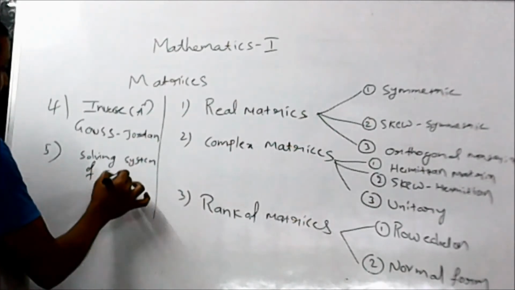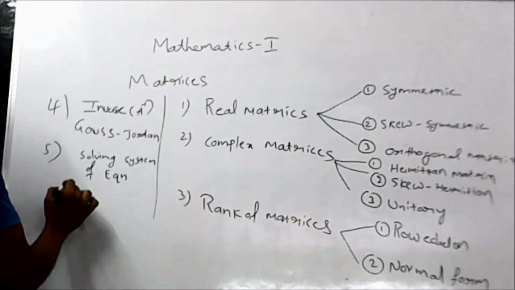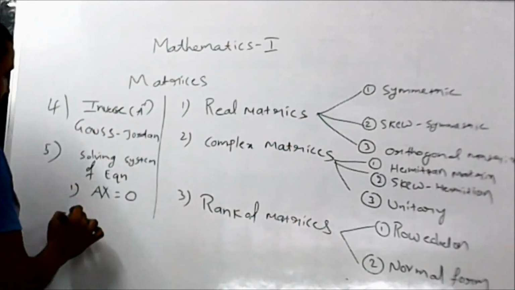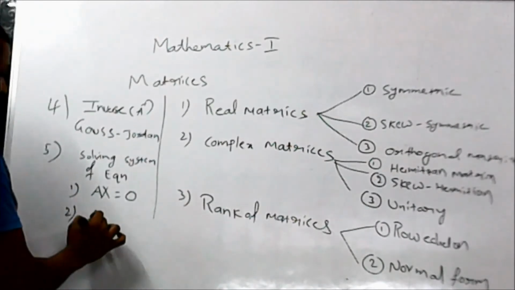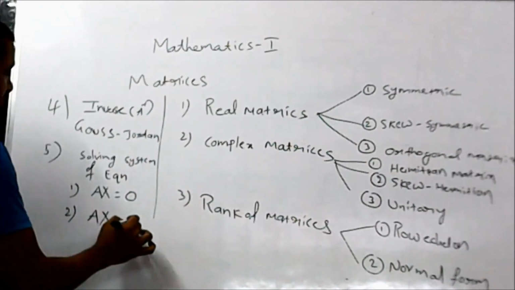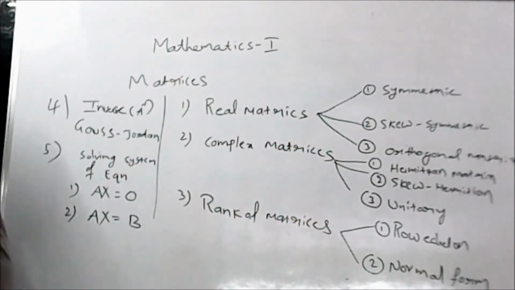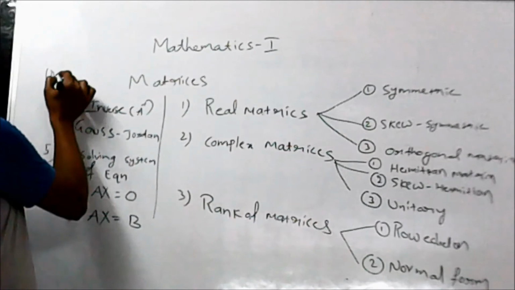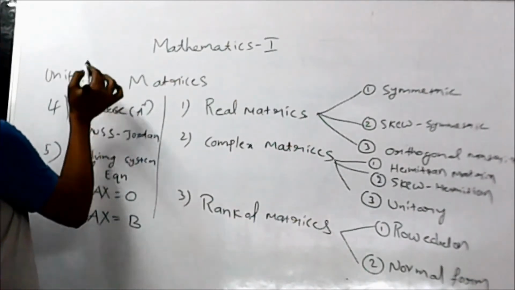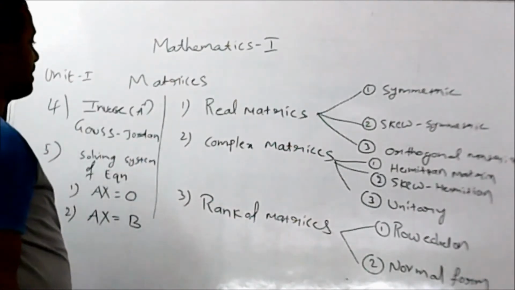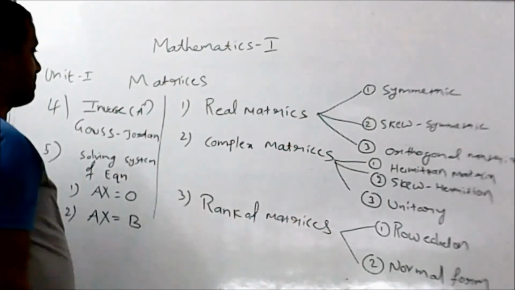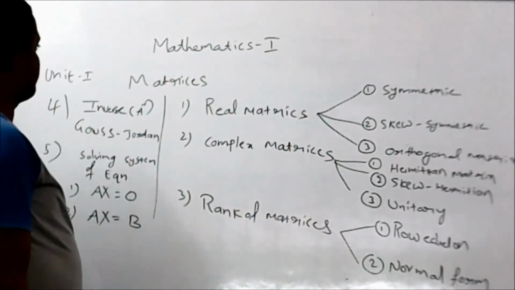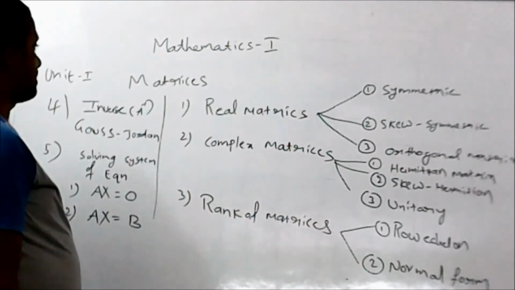There are two types of linear system of equations. First type is Ax equal to 0. It is called homogeneous system of equations. Another type is called Ax equal to b, means non-homogeneous system of equations. These are the topics under unit 1 matrices. Either year 16 and 18 both are same, 100% similar. So according to these topics I am going to explain lecture by lecture so that you can cover all the topics of the unit 1.